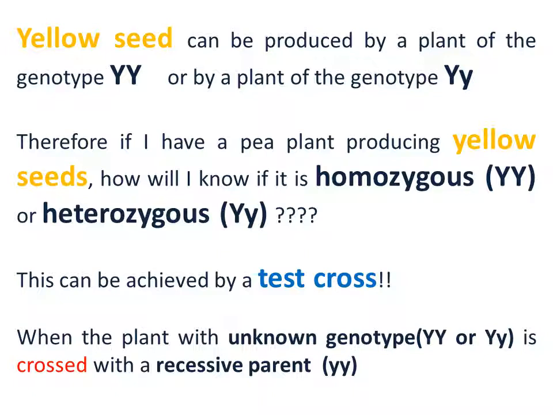Therefore, if I have a pea plant producing yellow seeds, how will I know if it is homozygous or heterozygous genotype? This can be achieved by a test cross. It is done when the pea plant with the unknown genotype is crossed with a recessive plant.